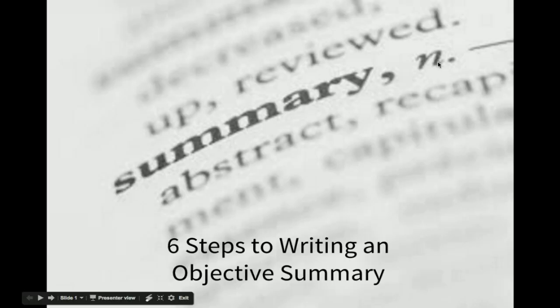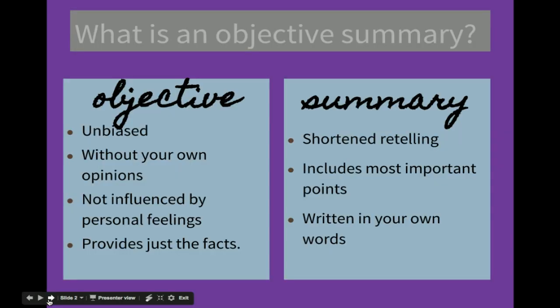Today we're going to learn how to write an objective summary in 6 easy steps. First off, we need to know what an objective summary is. Objective means that something is unbiased. It does not have your opinion in it. It's not influenced by how you feel about an issue, and it just provides the facts. Okay, so no opinion, just facts.